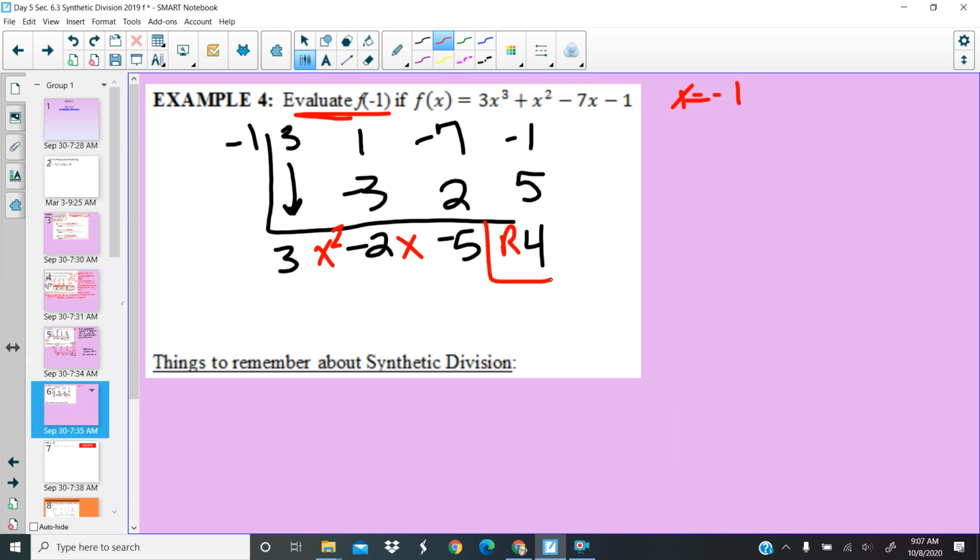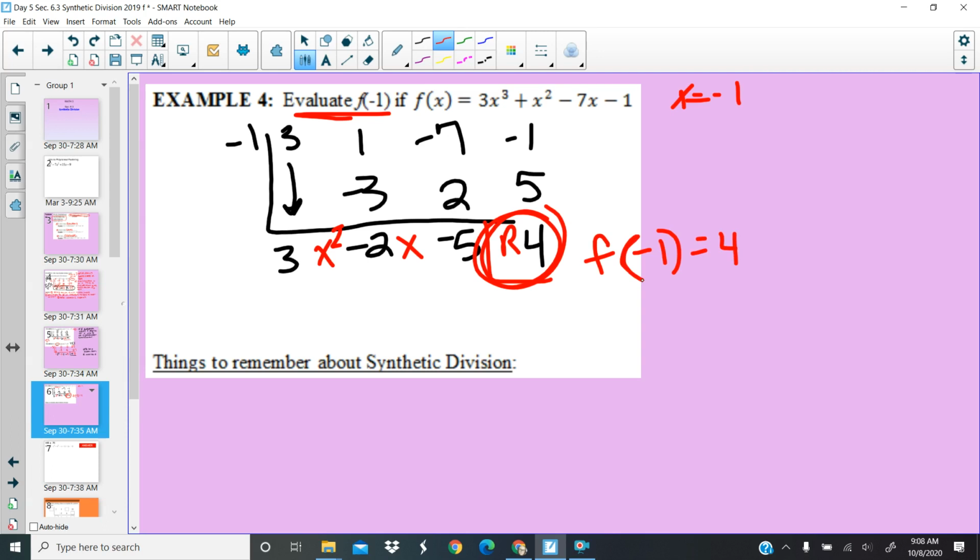So then basically when you're evaluating, the remainder is going to be the answer. So whenever we were trying to do f of -1, then whatever you get for the remainder, that's how you evaluate it. That's what f of -1 is. So 4 is going to be our answer for this.